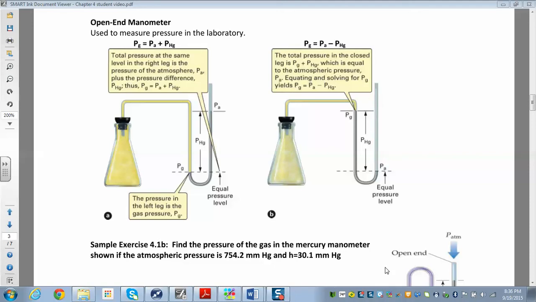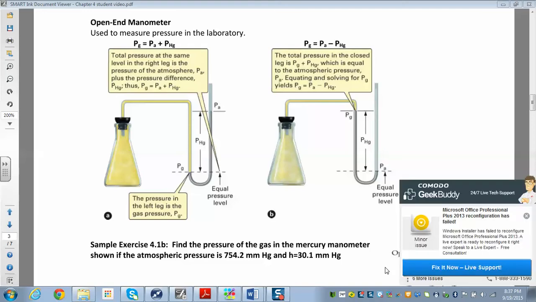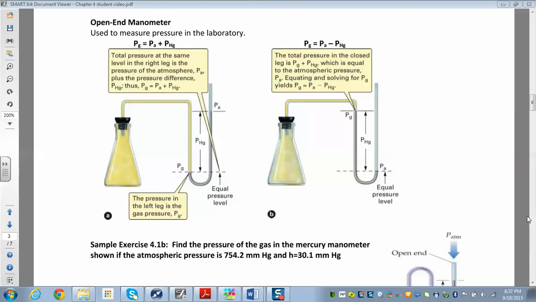So suppose you want to measure the pressure inside a gas instead of the atmospheric pressure. You can measure the atmosphere using a barometer, and you can measure the pressure of a gas trapped in a flask by using a manometer. So this is an open-ended manometer, so it's open on one side to the atmosphere.